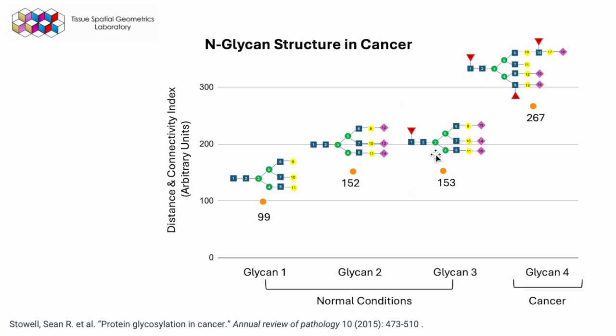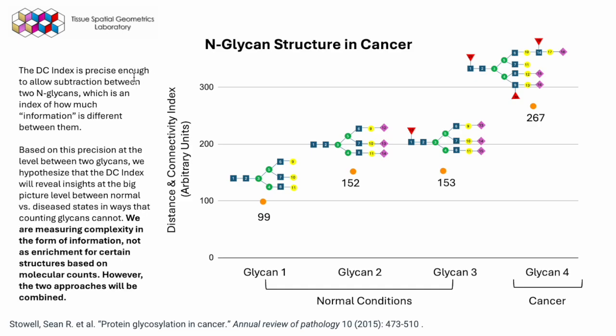This tells us that the DC index weighs additions of monosaccharides at the distant ends of glycans more than it does addition of monosaccharides near the base. The DC index is precise enough to allow subtraction between two N-glycans, which is an index of how much information is different between them. Based on this precision at the level between two glycans, we hypothesize that the DC index will reveal insights at the big picture level between normal versus disease states. And it's important to point out that we are measuring complexity in the form of information, spatial information, not as enrichment for certain structures based on molecular counts. However, the two approaches will be combined.